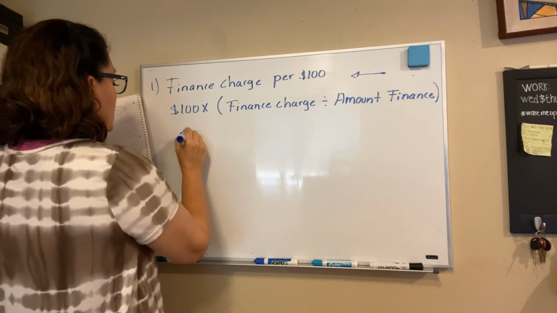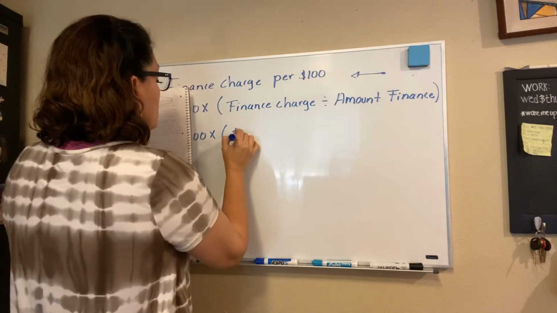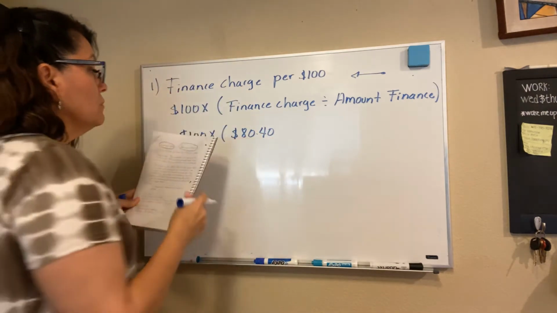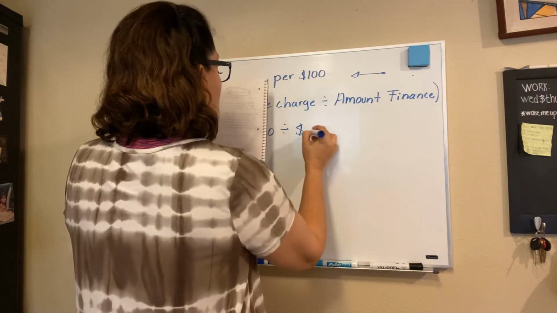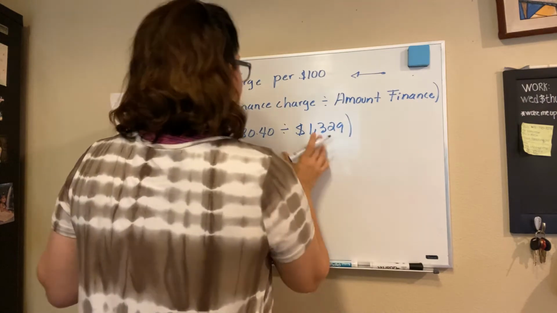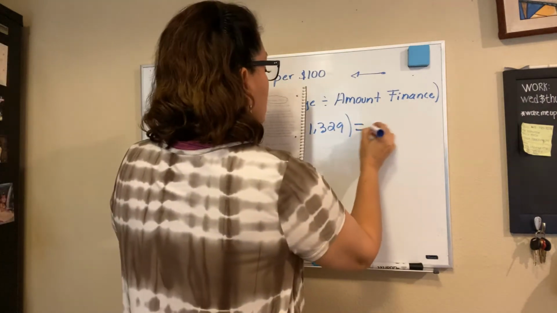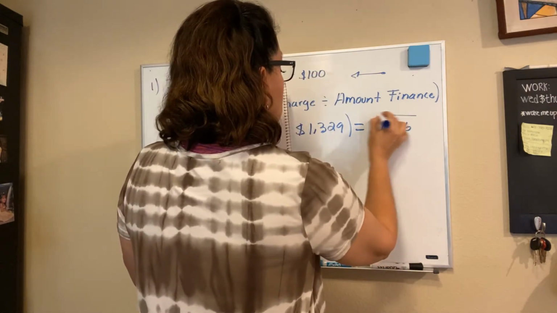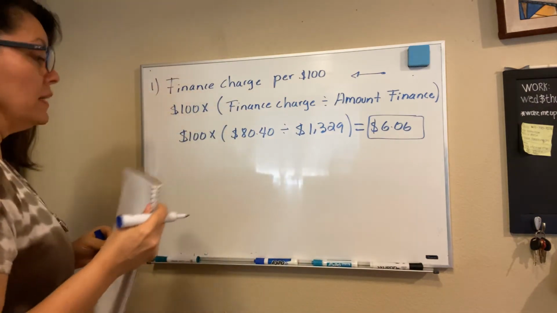So this one is the 100 times the finance charge, 80.40, divided by how much the computer cost, 1,329. So I'm going to do the division first, then the multiplication, so that at the end I'm going to have 6.06. So this, guys, is my finance charge per 100.